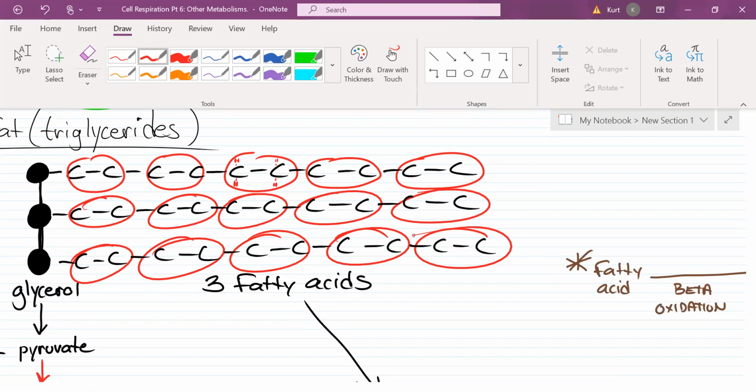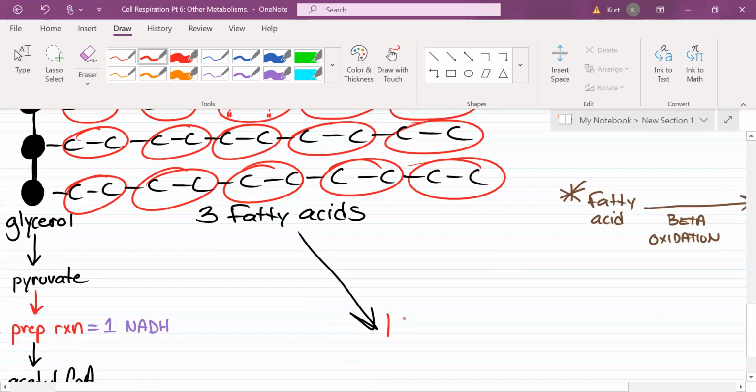This is actually a small triglyceride. Normally, the fatty acids are about 30 carbons long. I only made this one 10. So let's see what happens. We have 15 acetyl coenzyme A's. 15.